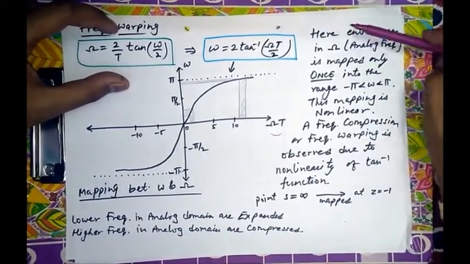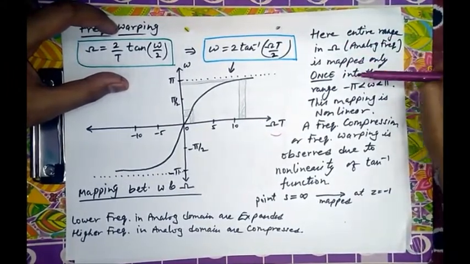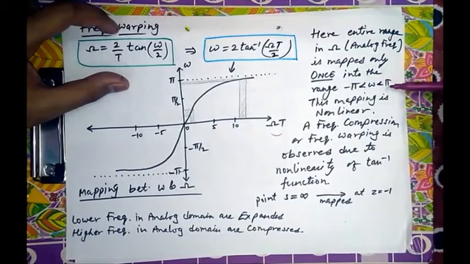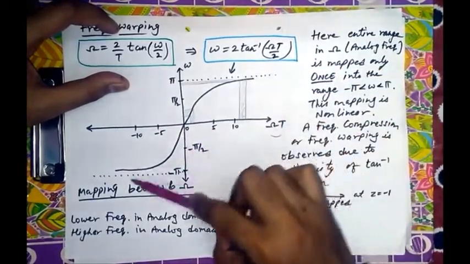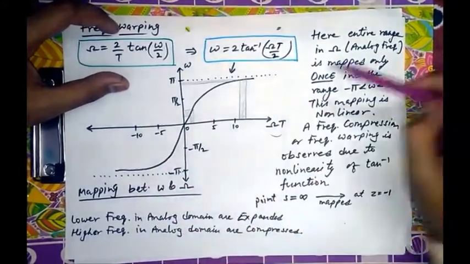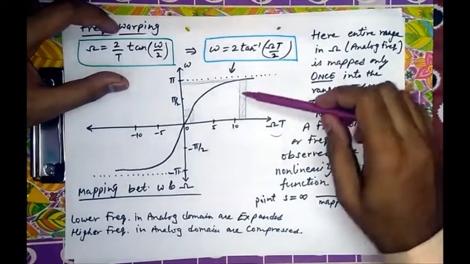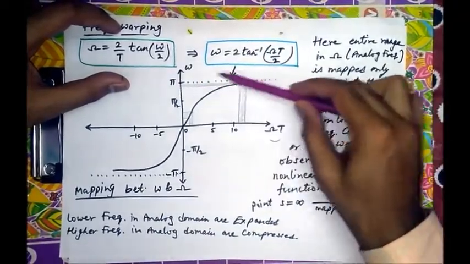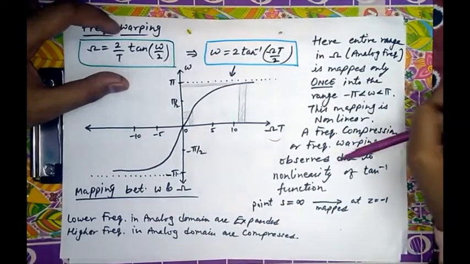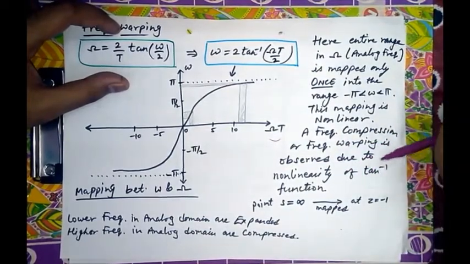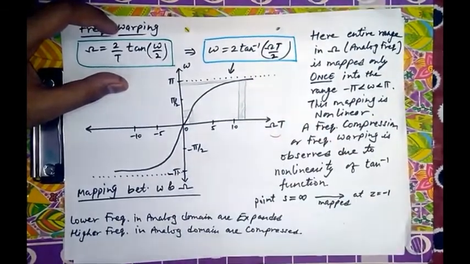That is, the entire range of analog frequency is mapped only once into the range minus pi to pi. This mapping is obviously non-linear, because a linear function would be a straight line. Frequency compression or frequency warping is observed due to the non-linearity of the tan inverse function, because the tan inverse graph is like that.